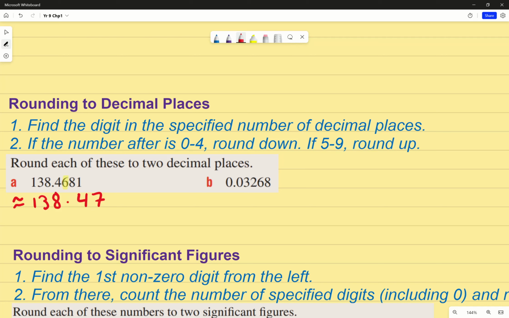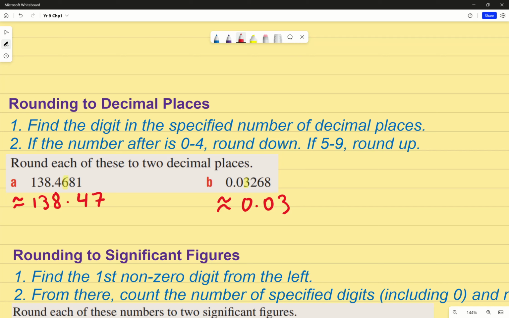In the next example, it says 0.03268. I look for the digit in the specified place, in this case 2 decimal places. So that's this one right there. Look at the number afterwards. It's a 2. Therefore, I round down to 0.03.